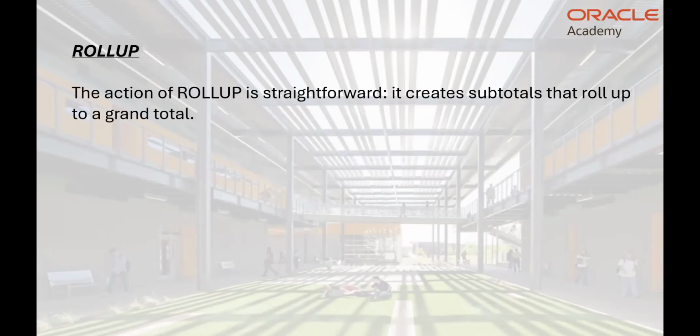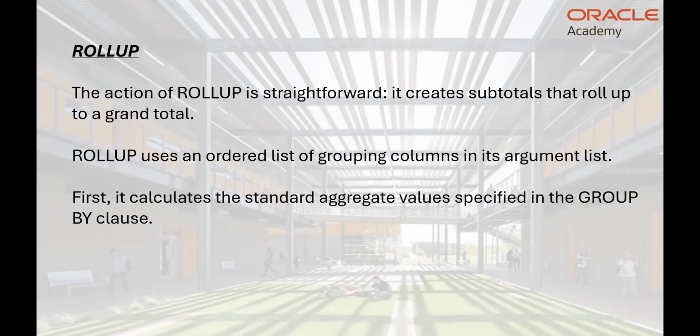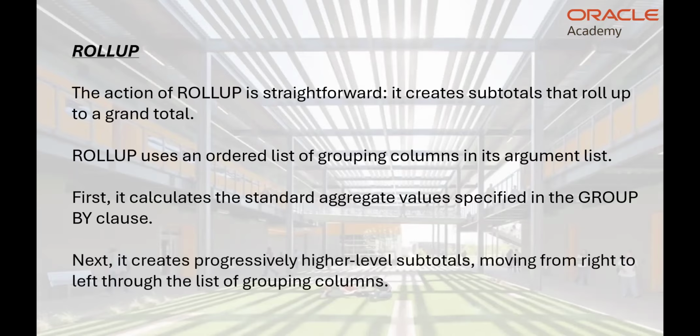So the action is pretty straightforward. It creates subtotals that roll up to a grand total. Roll up uses an ordered list of grouping columns in its argument list. First, it calculates the standard aggregate, basically the standard group values specified. Next, it creates progressively higher level subtotals, moving from right to left, through the list of grouping columns. Finally, it creates a grand total.